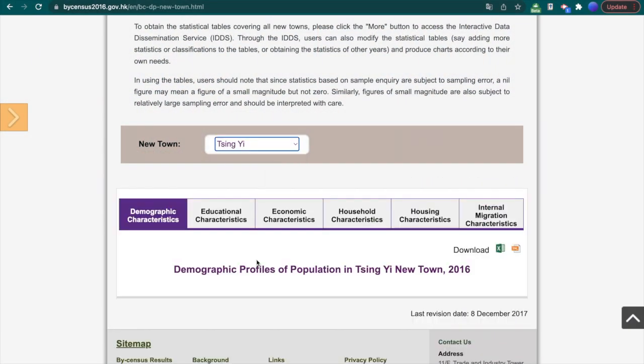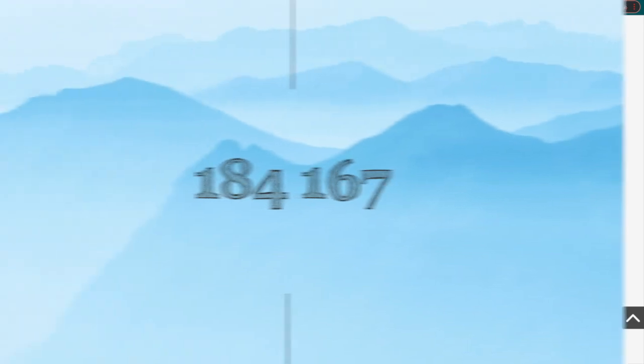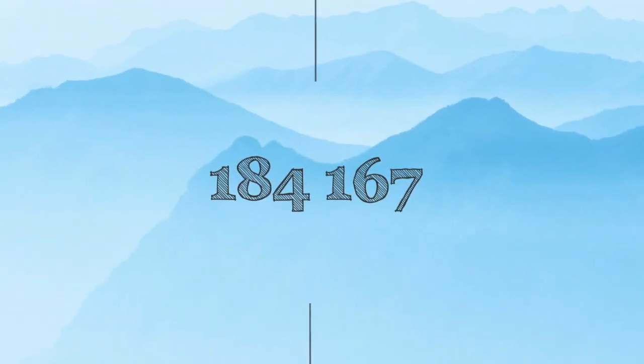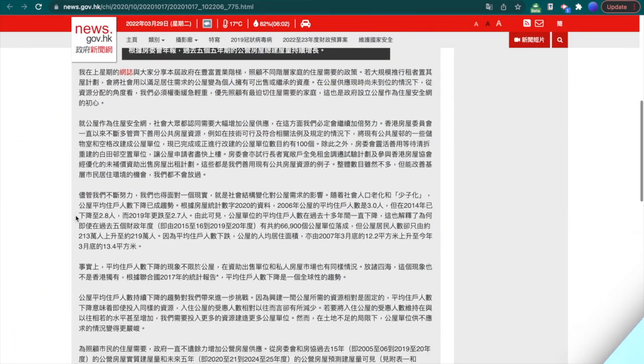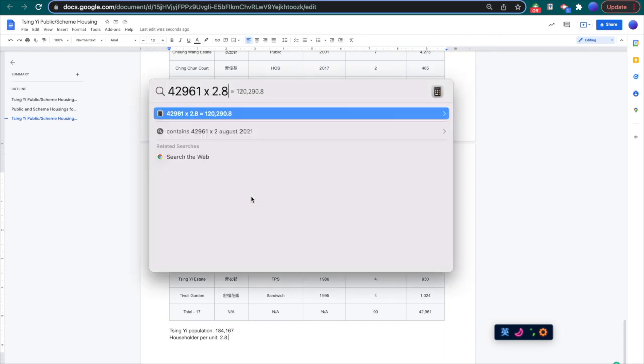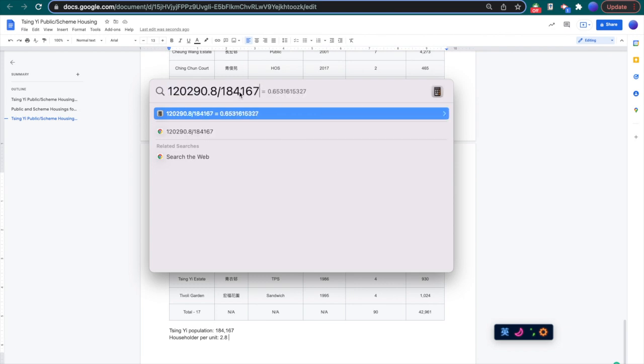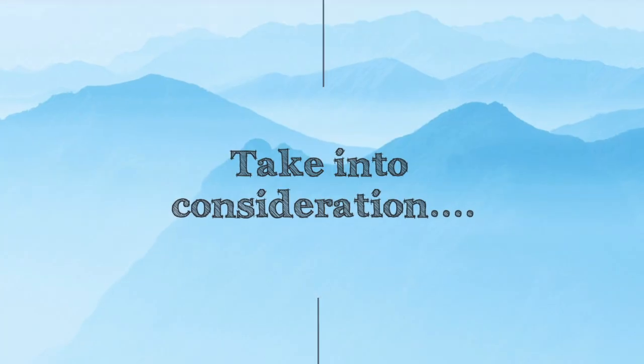In fact, according to the 2016 population census conducted by the Hong Kong government, the total number of citizens in Tsing Yi was only 184,167, and according to Hong Kong's Information Services Department, the average household size living in a unit of public housing is now 2.8. By doing some simple calculations, the 42,961 units would provide 120,291 people a decent housing environment, which is almost 2/3 of the whole Tsing Yi population.